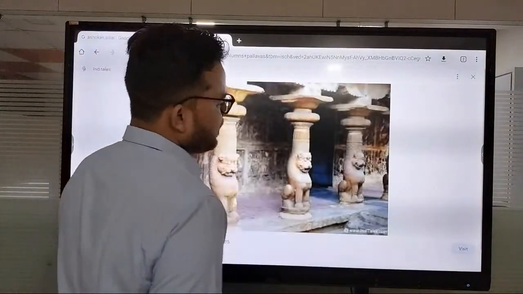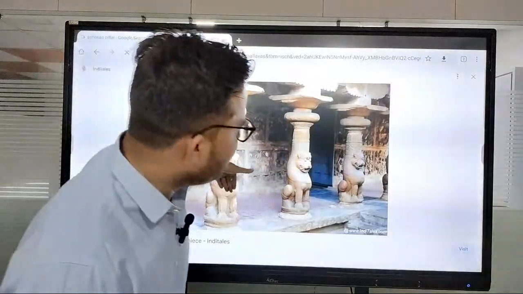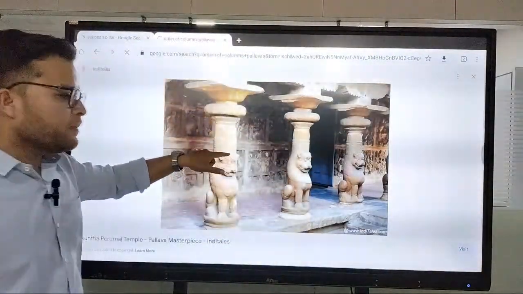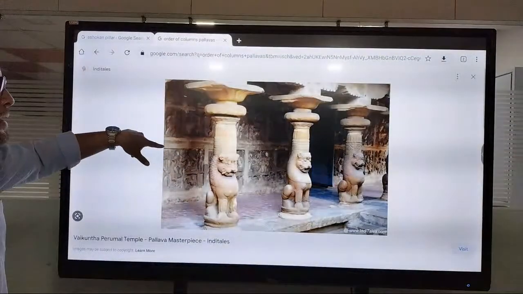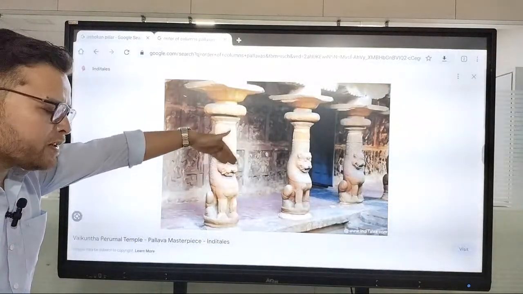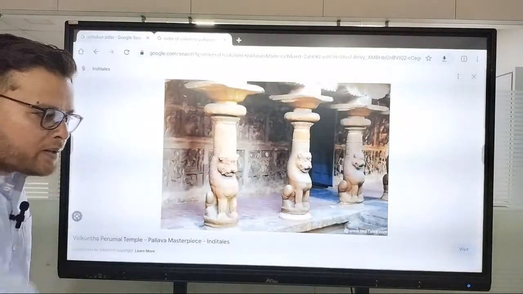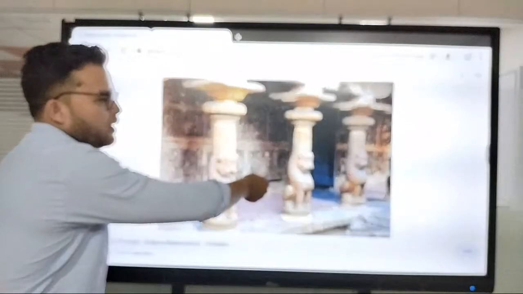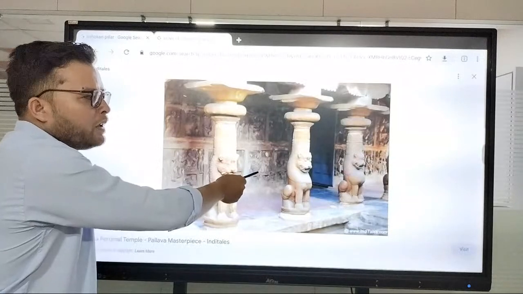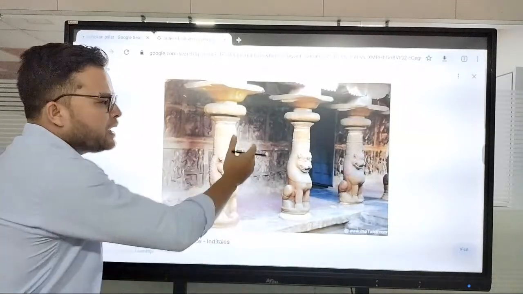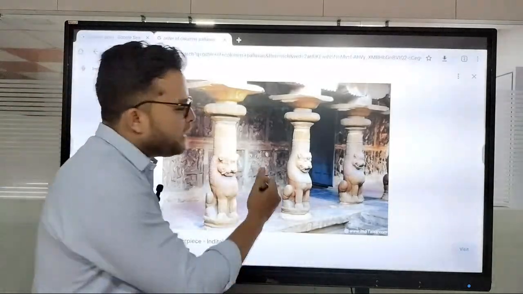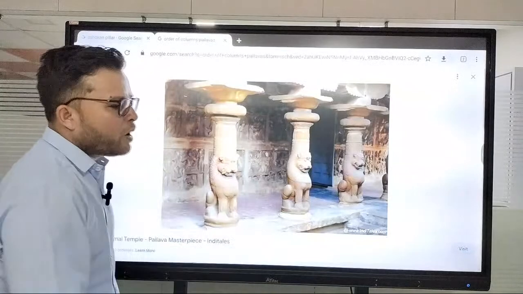See, something like this. See, order of columns. As you can see, the pillars are standing in a proper order, in a proper row. Can you see this? The pillars are standing in a proper row or a proper order. This is known as the order of columns. And in South India, it was introduced by whom? It was introduced in South Indian temples by the Pallavas. They are known for introducing this order of columns, and this is considered to be their biggest contribution.